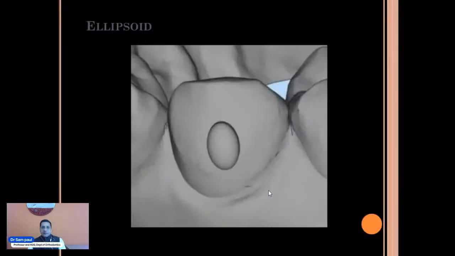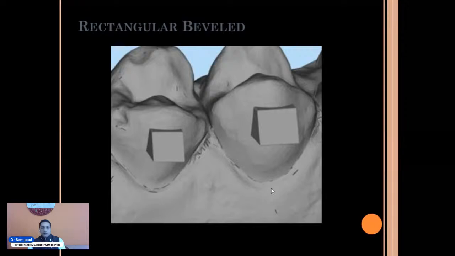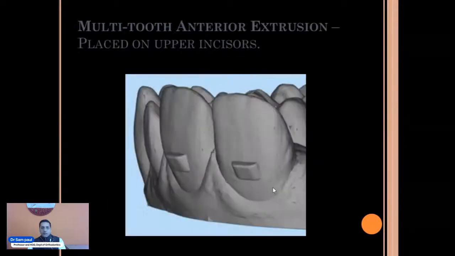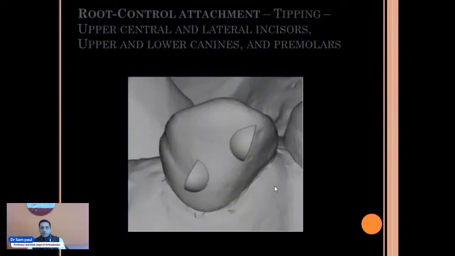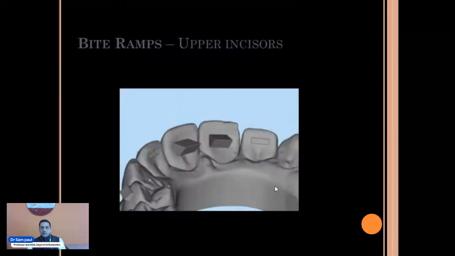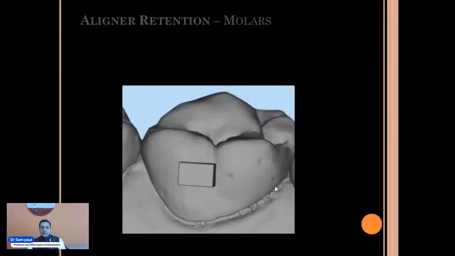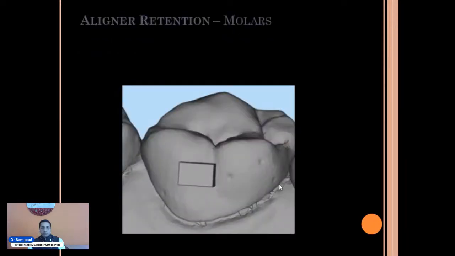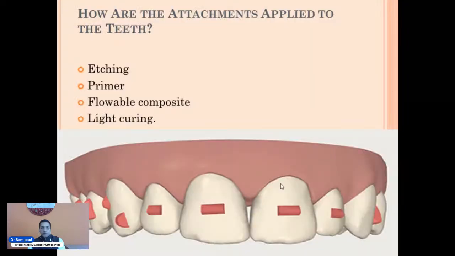Different shapes of the attachment. This is ellipsoid. You have ellipsoid, rectangular ones, beveled ones. These are extrusion attachments. Anterior extrusion, deep bite attachments, bite ramps. That's for deep bite correction, which is placed at the cingulum area of the maxillary anteriors, for the molar retention. Okay.